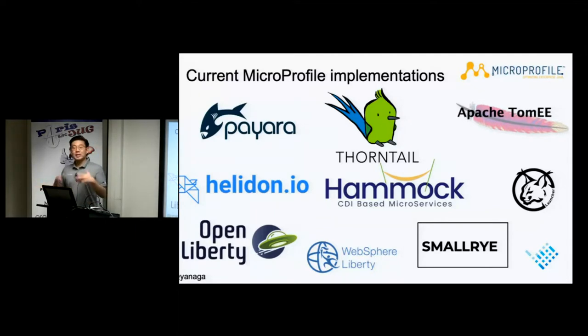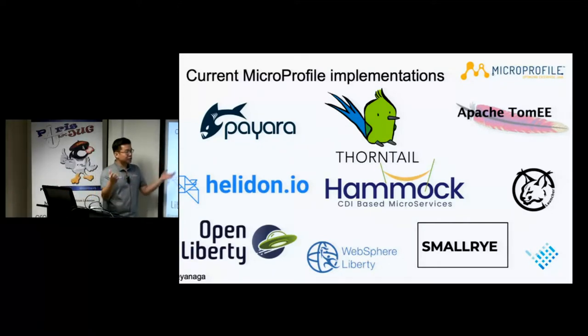WildFly Swarm was renamed to Thorntail because WildFly Swarm started as the micro version of WildFly. But the code base changed so much that WildFly Swarm didn't have anything to do with WildFly anymore. So they decided, well, let's rename the project because they are completely separate by now. The code bases are completely different. And the new version of Thorntail, in fact, is a complete rewrite of the code base, so they are very different from now.